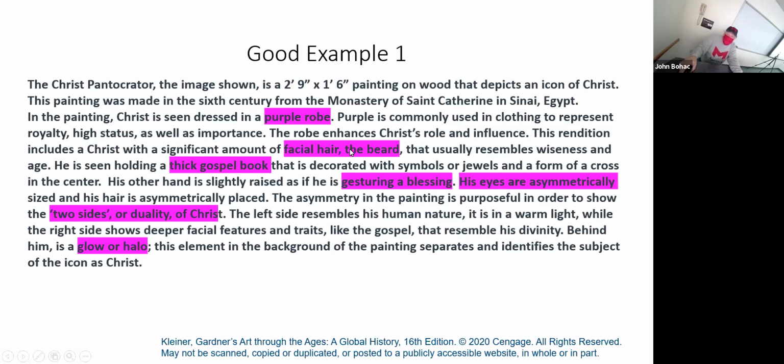Christ with a significant amount of facial hair. The beard usually resembles, but that probably should read represents wiseness, and that should probably be wisdom, but I'm not picking at the grammar. I like the idea, and it does represent wisdom. He is seen holding a thick gospel book, just like I said earlier, the Bible, a critical part of the iconography, decorated with symbols or jewels in the form of a cross in the center.